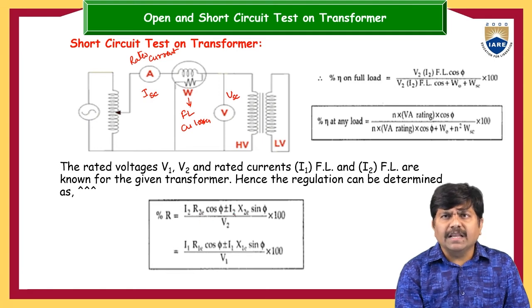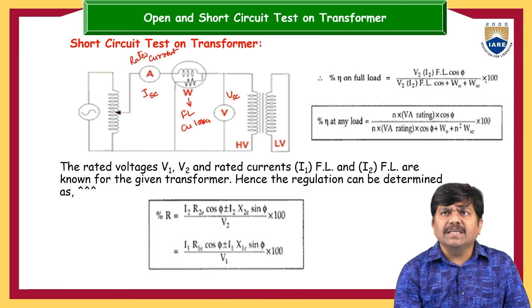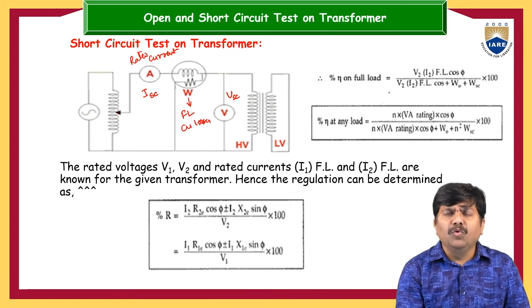Not only for the secondary parameters, you can also use the equivalent parameters in the primary, that is I1 R1E cos φ plus or minus I1 X1E sin φ. This is about the parameters taken in the primary, and that was about the secondary parameters. So these are the two formulas. Just substitute the values we get from the short circuit and open circuit tests, and you will get the percentage regulation and the percentage efficiency at full load.